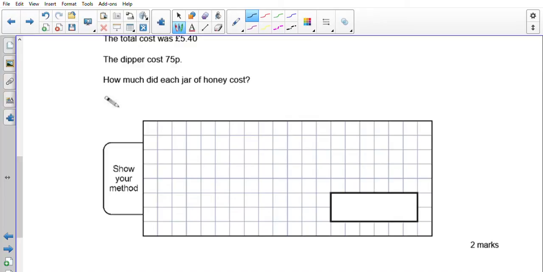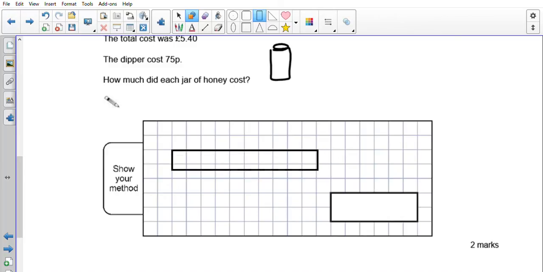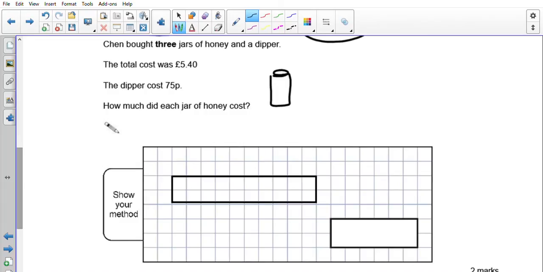And when I mean drawing it out, I'm not going to sit here and draw my jars of honey like this, because frankly it's not very mathematical. But what I am going to do is represent it using a bar model. So let's pop myself in a bar, and my total cost is the total size of the bar. The total cost of everything here is what Chen paid, and that is £5.40.